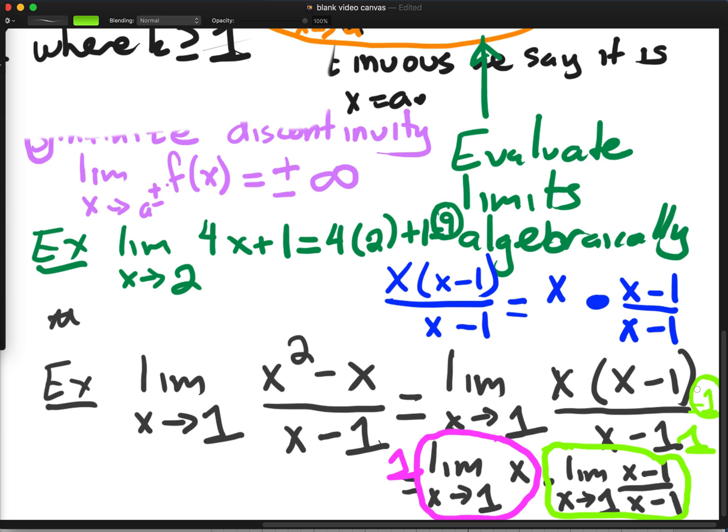What about logs? They're continuous on their domain, right? What else? Exponentials are continuous for all real numbers, right? The trig functions: sine and cosine are continuous for all real numbers. Tangent is continuous on its domain, where you take out all the vertical asymptotes. So you have these basic function types where you know they are continuous, and you use that to evaluate limits with the limit laws. Does that make sense? Square roots are continuous on their domain, so x greater than 0.